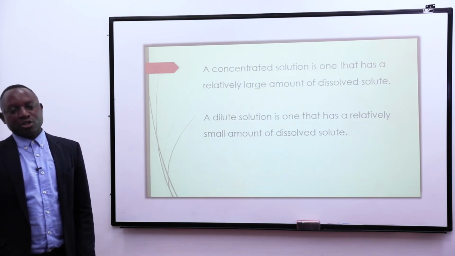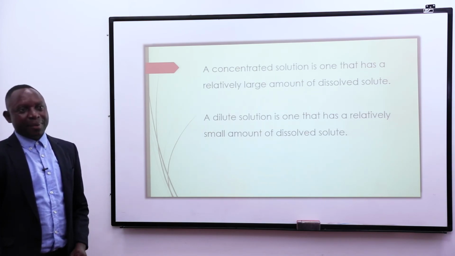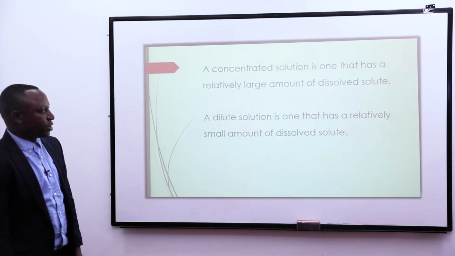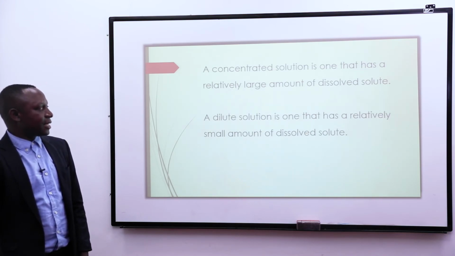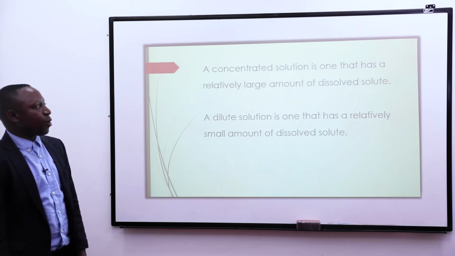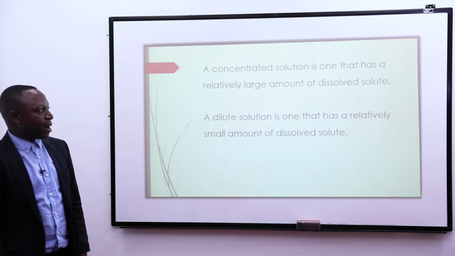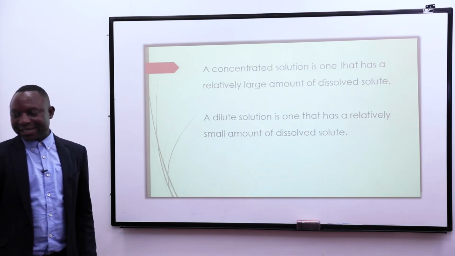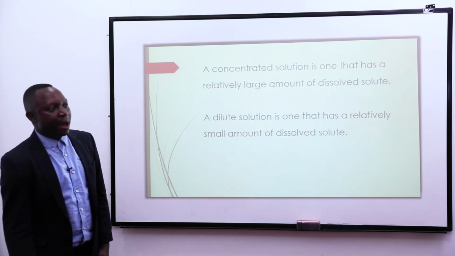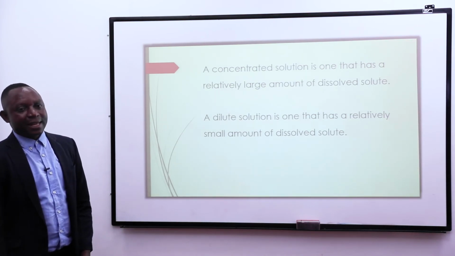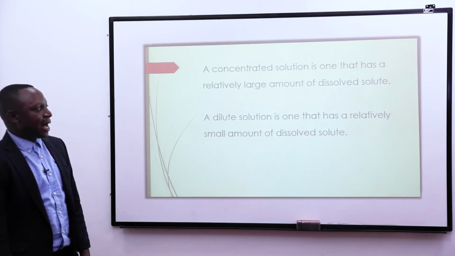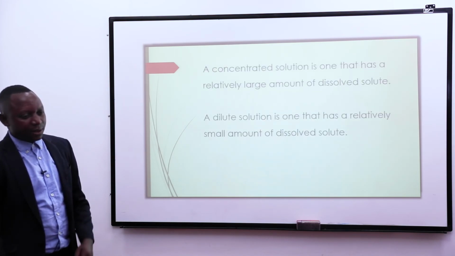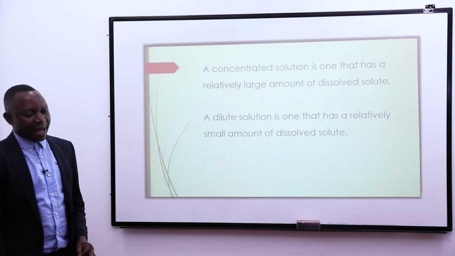As we saw on the demonstration, a point was reached where the particles were remaining undissolved. In that case, we say the solution was saturated. While the opposite is the case with a dilute solution, which is one that has a relatively small amount of dissolved solute. That is what we call unsaturated. It can still accommodate more solutes, and once they enter there, they can still be dissolved because it is still unsaturated.